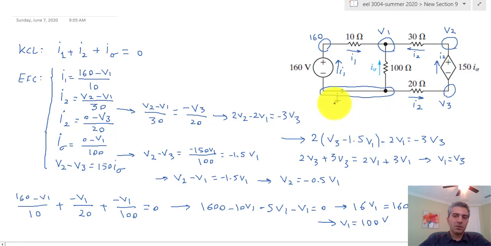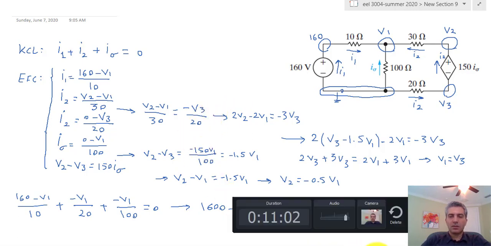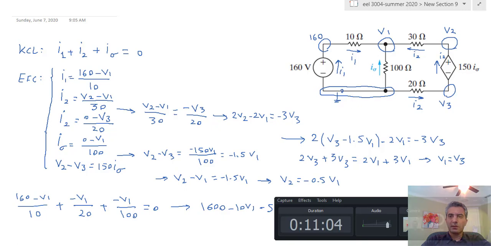Now, this was using just the process of elimination. You can do this any other way. You can move everything around, write the matrix, and do it that way. You can also, if you have a good calculator, just punch in all these equations and it gives you everything that you need. Okay, let's now move on to the second method, which is nodal analysis.